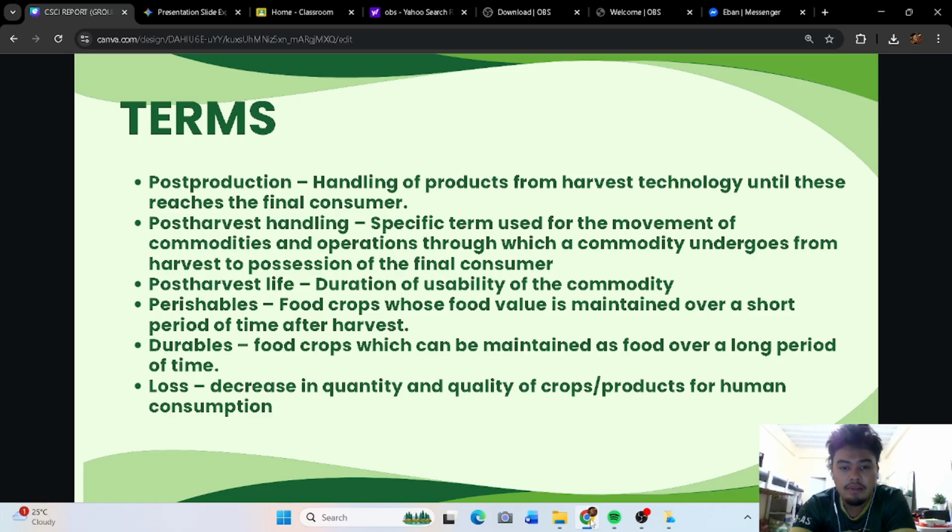Then post-harvest life. We define this as the shelf life or total duration a commodity remains usable. Perishables versus durables. It is important to distinguish between perishables, which lose value quickly after harvest, and durables, which can be stored for long periods. Concept of loss. Finally, we address loss, which is any decrease in the quantity or quality of the product intended for human consumption.